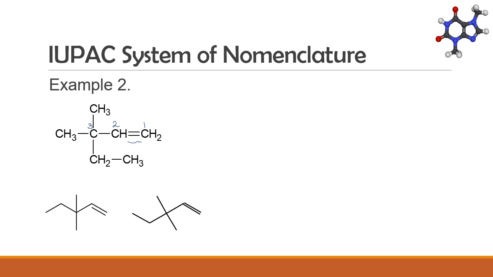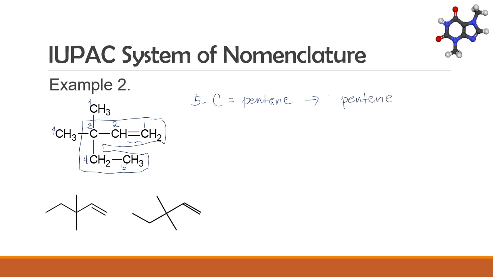If we go up, we have 4 carbons. If we go further to the left, we have 4 carbons. But if we go down, we have 5 carbons. So our LCC has 5 carbons. If you remember, a 5-carbon alkane is called pentane. But since this is an alkene, we call this a pentene. And we attach the carbon number where the double bond is. So our parent chain is 1-pentene.